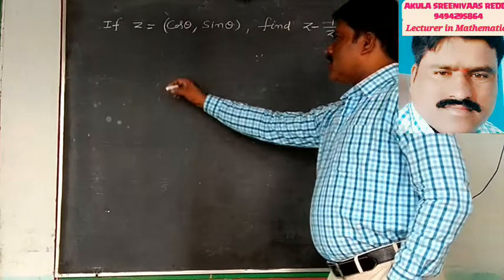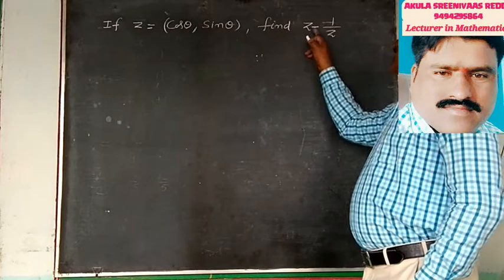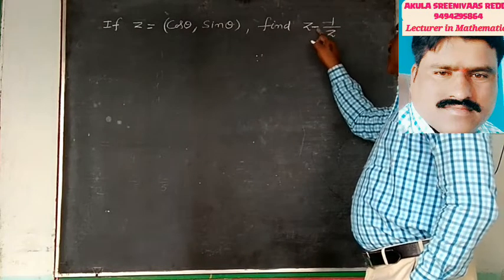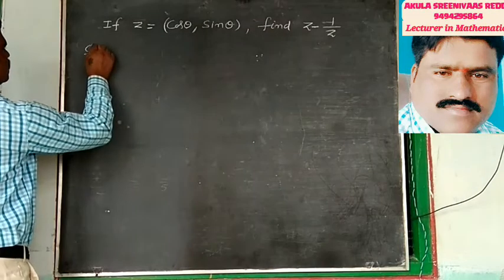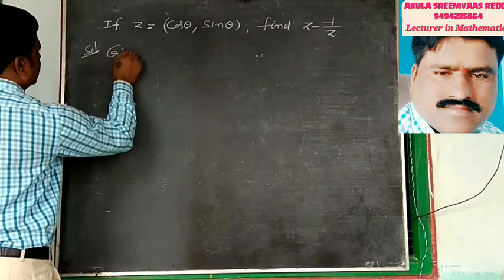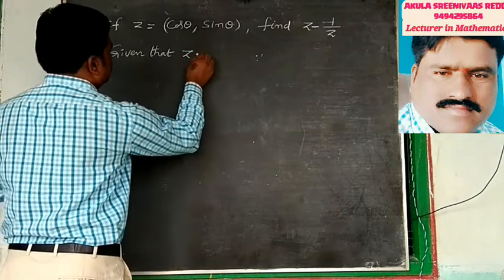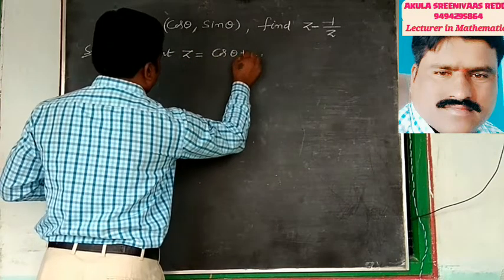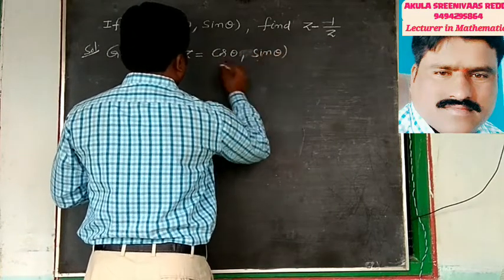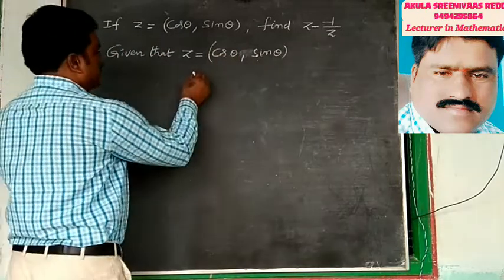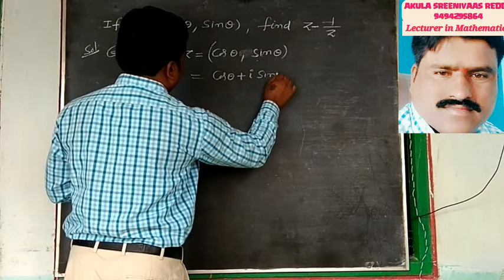Next problem. If z is equal to (cos theta, sin theta), find z minus 1 by z. So, solution. Given that z is equal to (cos theta, sin theta). This can be written as cos theta plus i into sin theta.